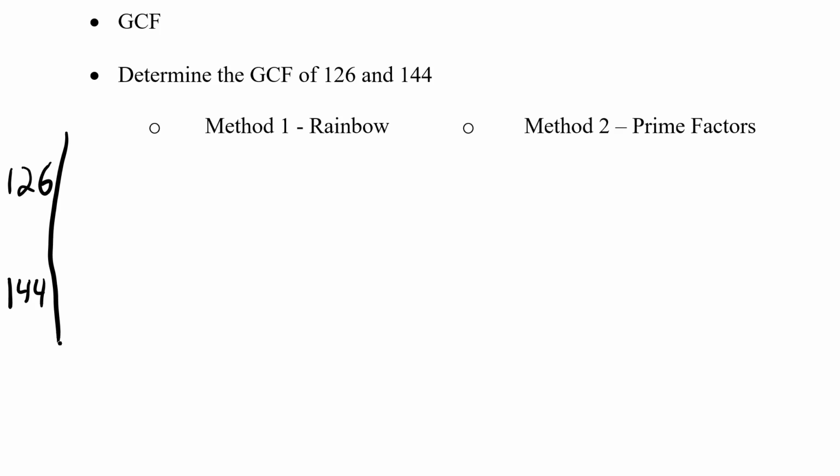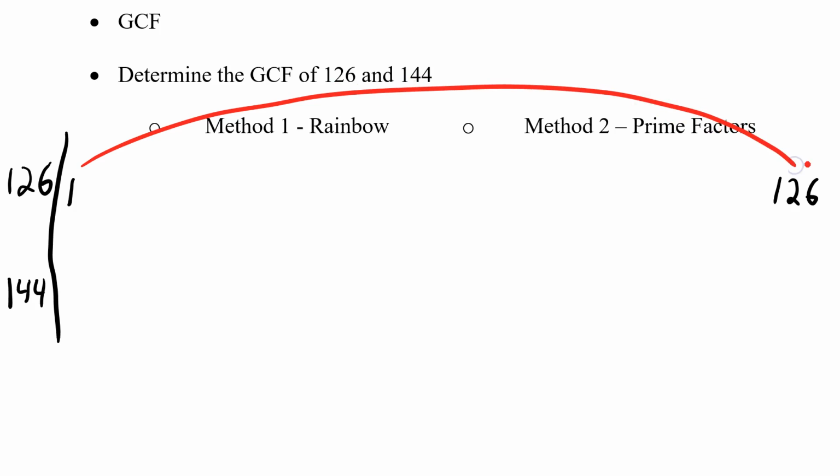So I start off, what's the first number that multiplies together to give me 126? Well, it's 1 and 126. So we call this the rainbow method because we kind of can draw a line. I'm going to switch colors on you here. Let's go to a red. And it rainbows to 126. Next number, well, is it 2? Yeah, 2 and 63.